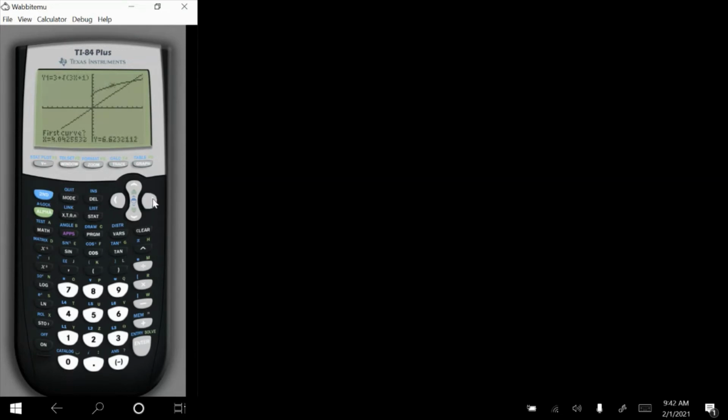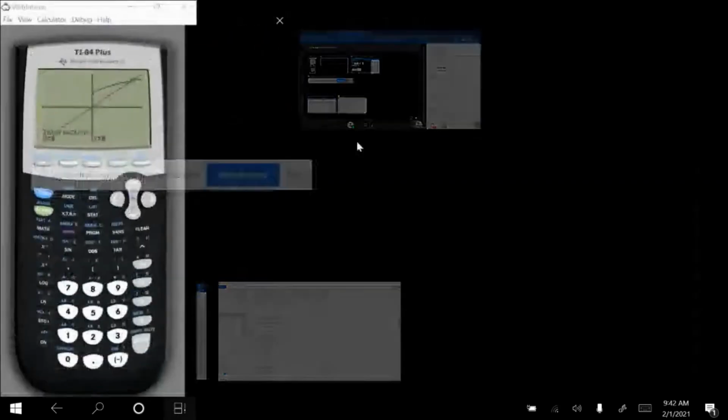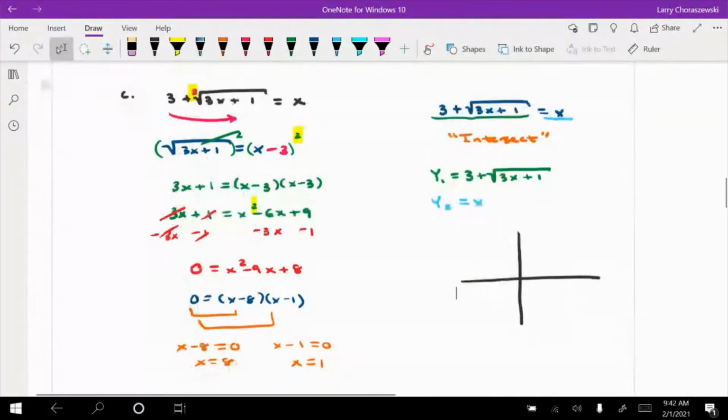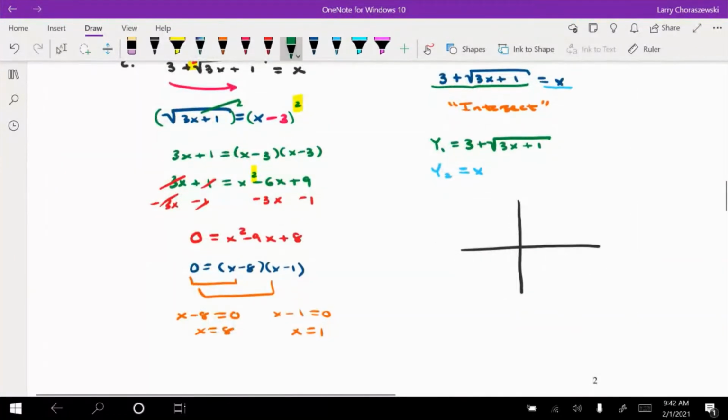I do about 1 billion clicks over to the right to get over to that point of intersection. And press enter a few times. Yep, 8, 8. So it looks like our answer of x equals 8 is the real deal there. Here's the graphs.